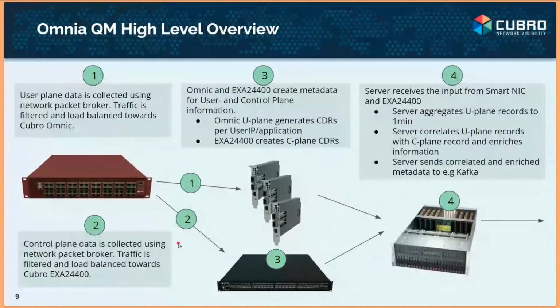In terms of hardware, how such a solution would look like is, as said, in the beginning, we have a packet broker. Then this packet broker will separate the control plane here and the user plane here, send everything to a server. And on this server, we usually use Supermicro servers, running our piece of software. This software is doing the correlation of these two CDR streams and then producing the metadata stream towards a Kafka system, for example.